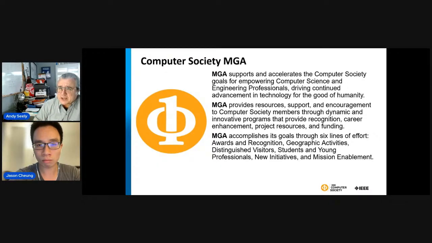So MGA as an organization, membership and geographic activities, we provide these resources and support, and we encourage our members. We try to build programs that support our members either through volunteering or through offerings that we have. Like we have seminars, and we have distinguished visitors and lecturers and activities that our members can take part in that enrich their careers.